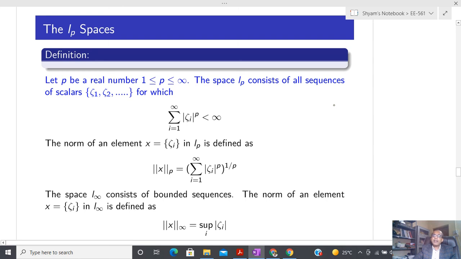So does that form a vector space? What happens to the addition of two converging sequences? Is that converging or not?